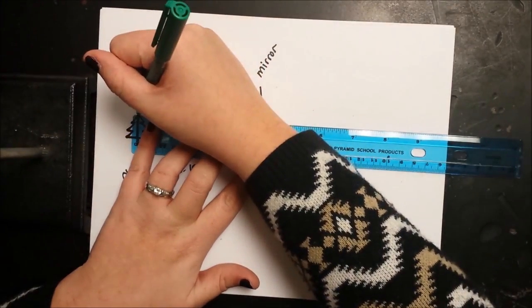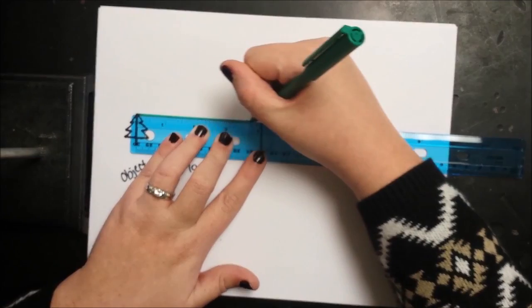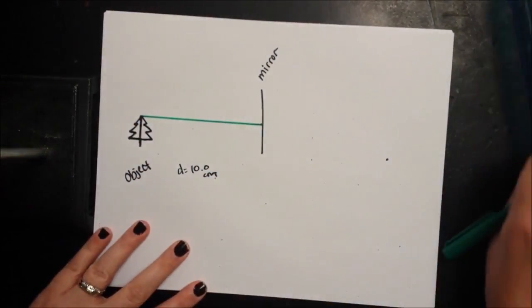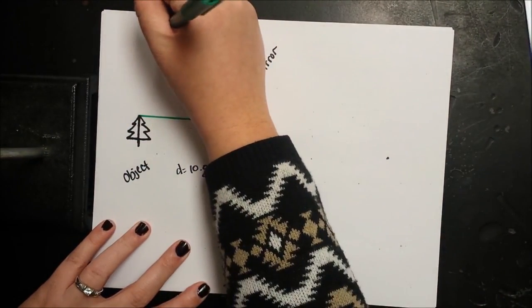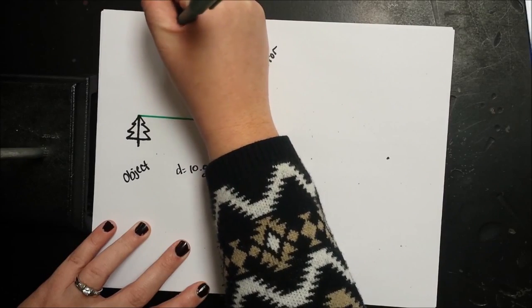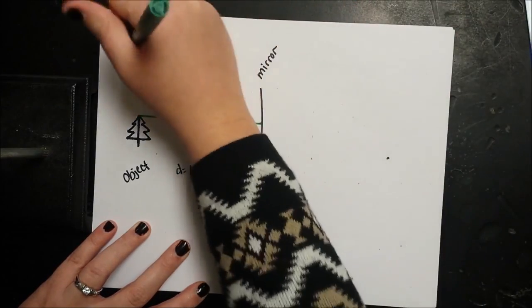Okay, so I'm going to draw this incident ray here. The way that we show it, incident is always, in our case, going to be solid, so this is incident.